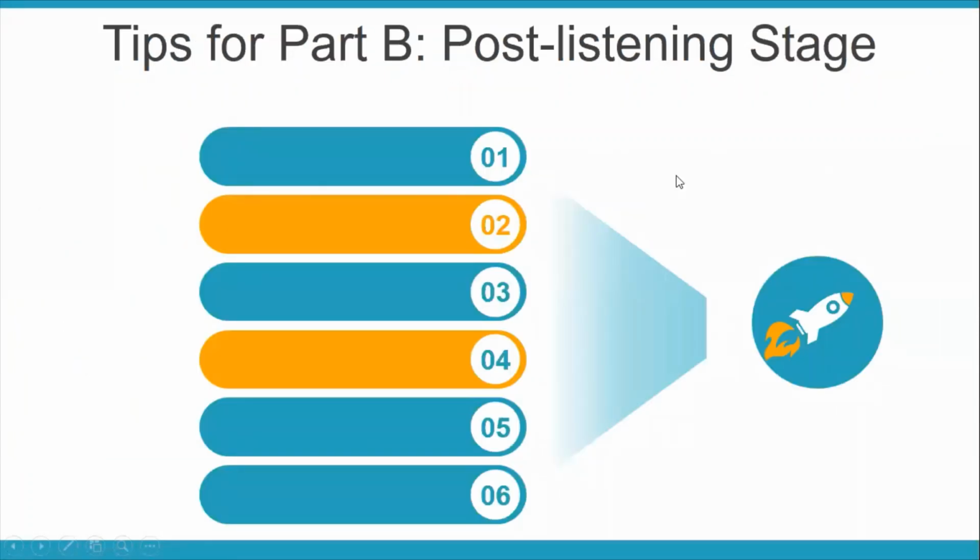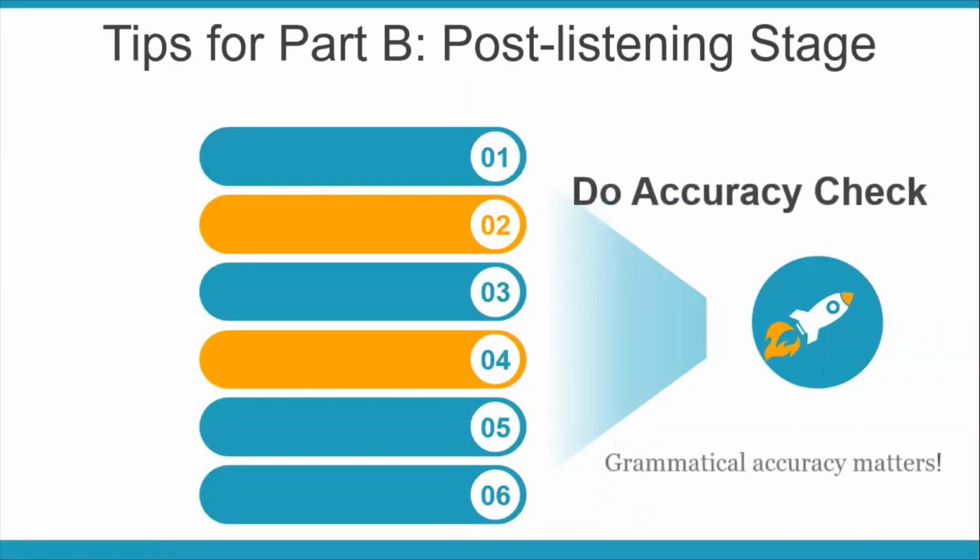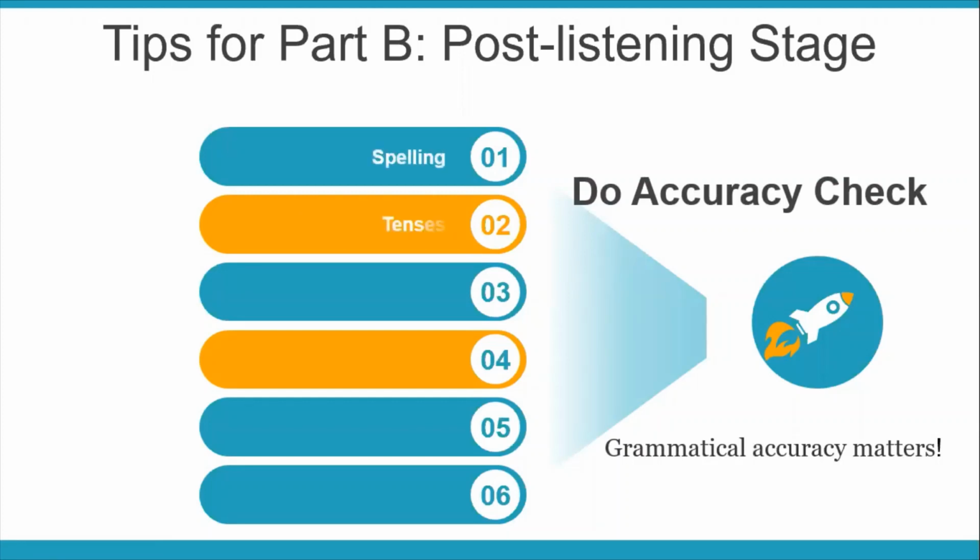In the post-writing stage, you should spend time to do an accuracy check because grammatical accuracy is very important. You should check spelling, tenses, parts of speech, singular and plural, subject-verb agreement, and also the meaning of what you have written down.